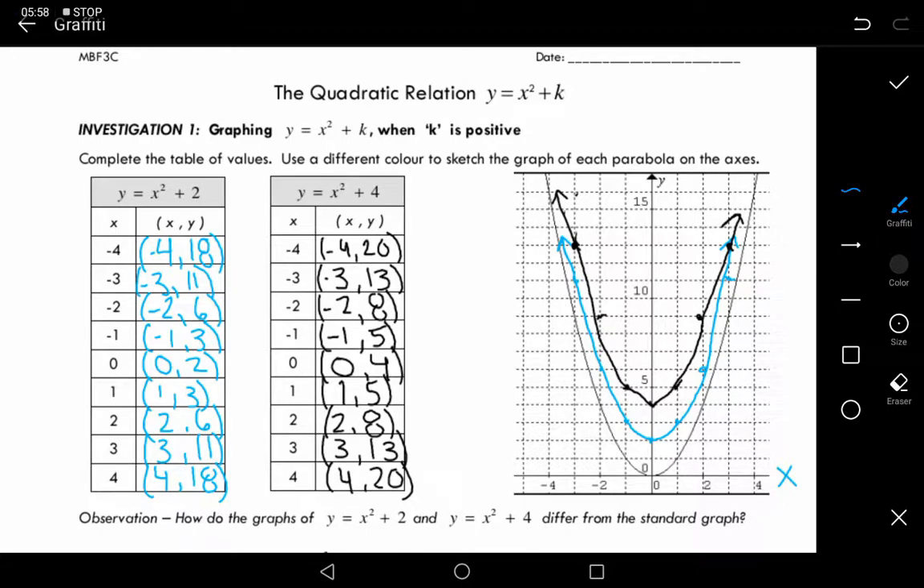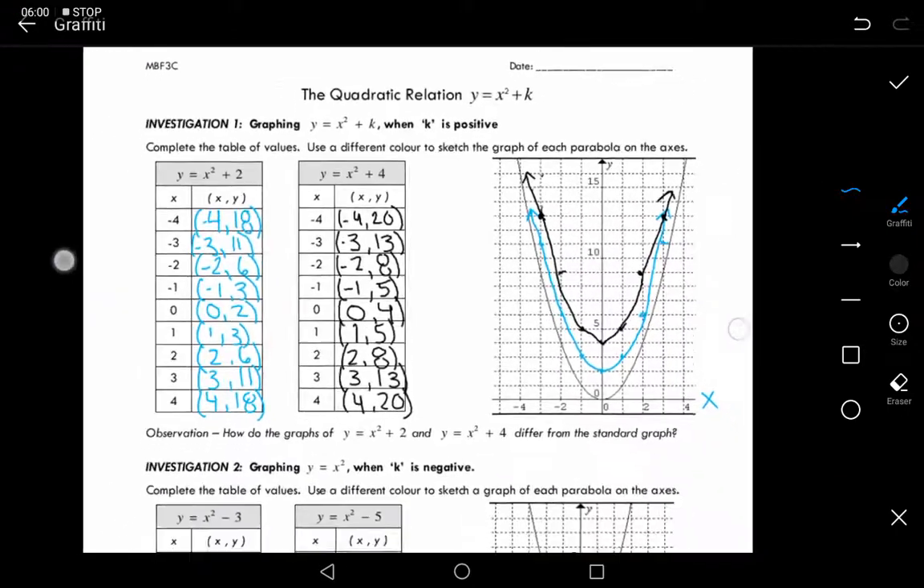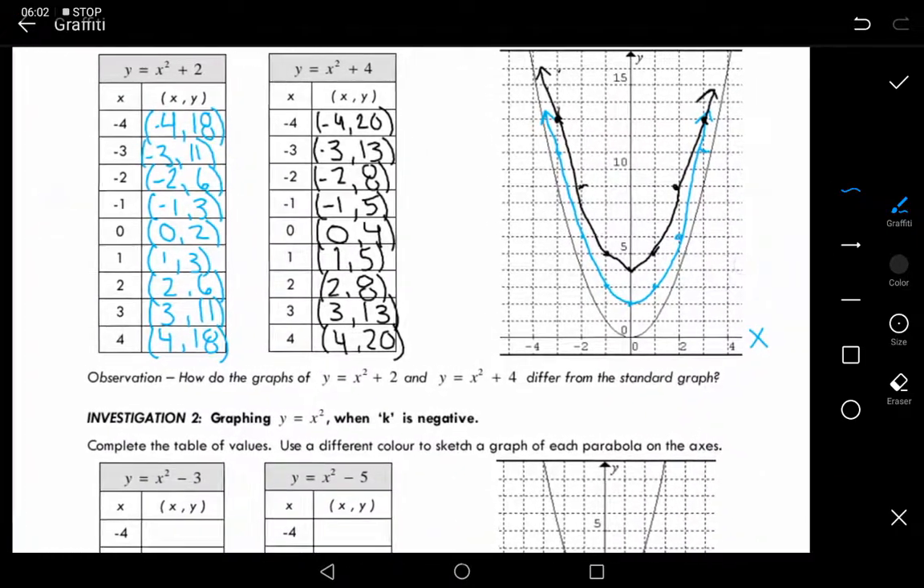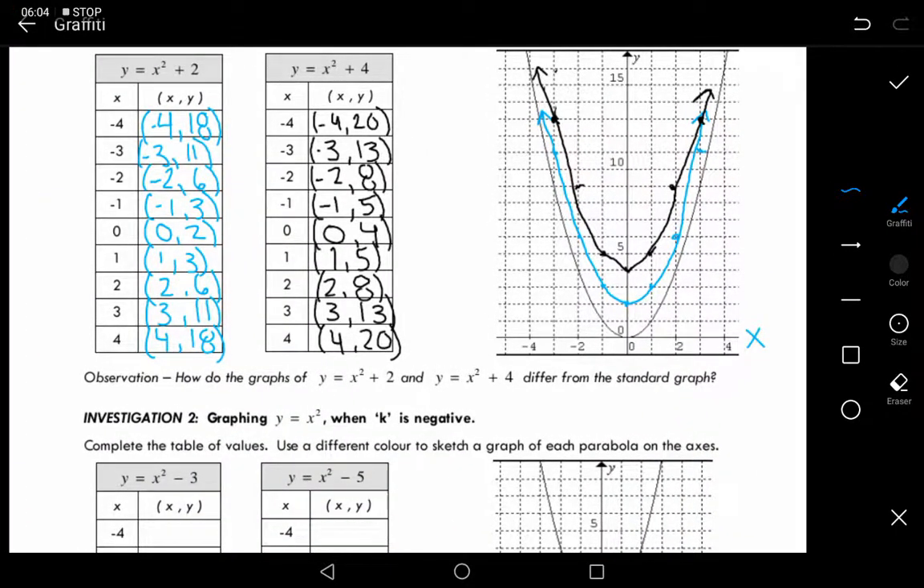So remember, we're working with that base one that was already given to us. We have transformations. In this case, we're looking at K. And now we just need to figure out what is going on when we add that K value. So how do these graphs differ from that standard graph? So again, these graphs have that same shape, right? They look the same. So they have the same shape.